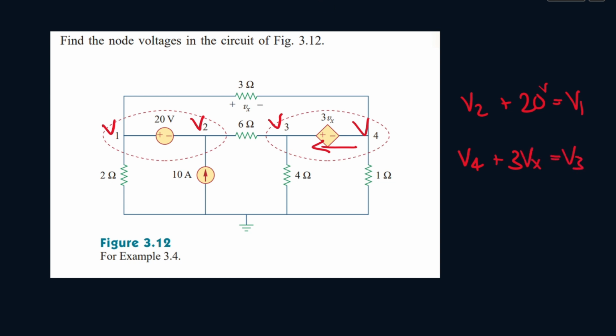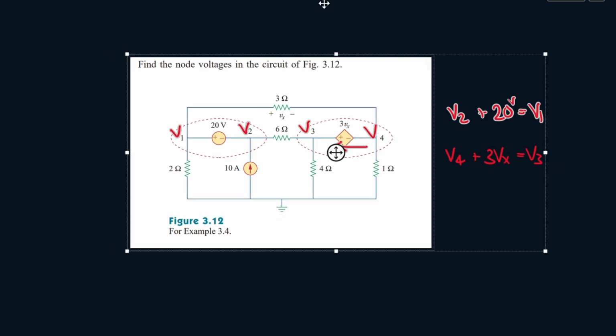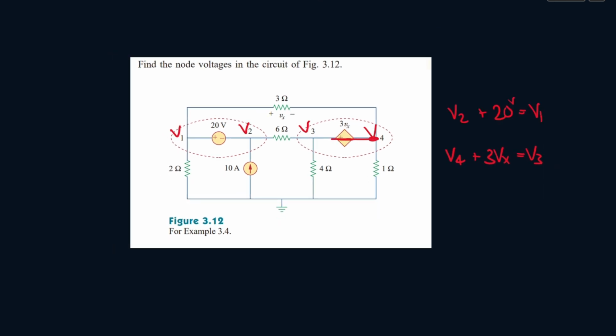equals V3. Now we're going to treat this as one entire supernode, and the same with this as one entire supernode. Anything entering or leaving the node from this section is equal to anything entering or leaving the node from this section as well, and the same with this one.